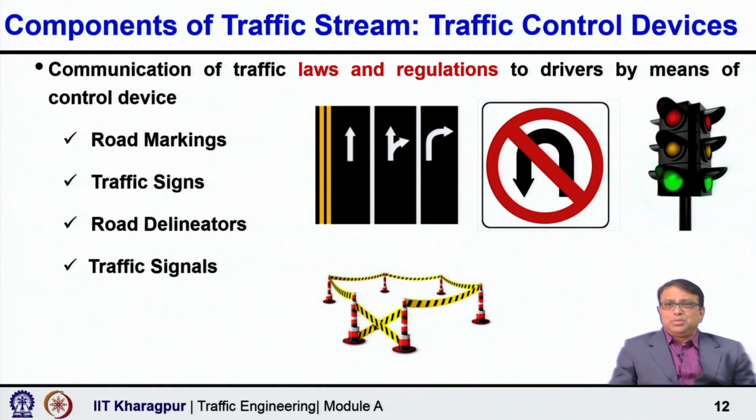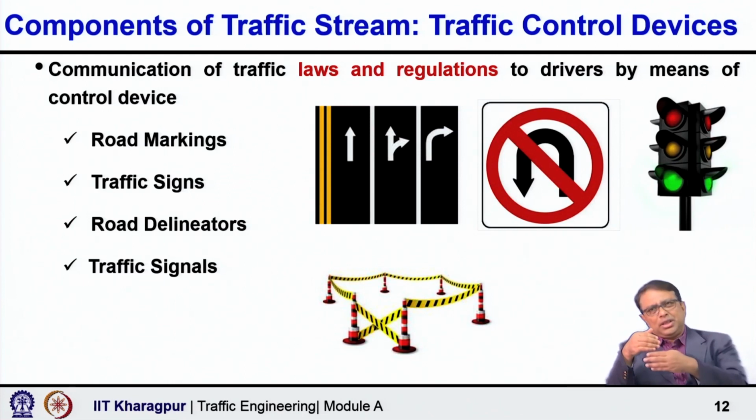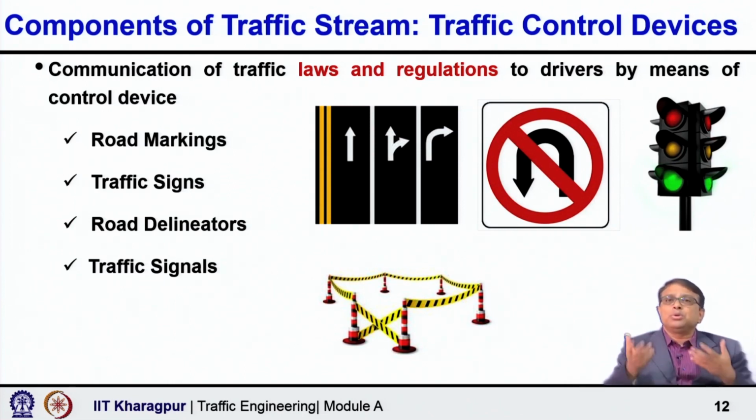You might have decided that here the speed limit should be this, here this road should be one way, here the vehicle should stop and allow other vehicles to move on priority. How do you communicate? The communication to drivers and road users is extremely important. That part is taken care of by the control devices, and road markings, road signs, road delineators, traffic signals, all of them individually and collectively take that very important role. Communication to drivers and road users is very important.